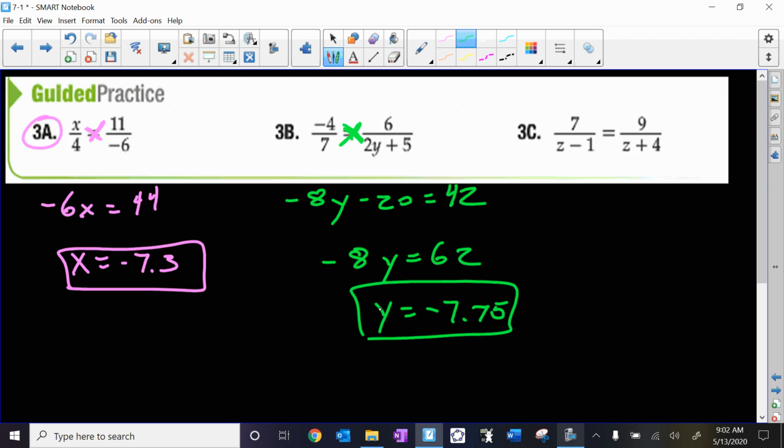3C is like 3B. You just have to use the distributive property twice.